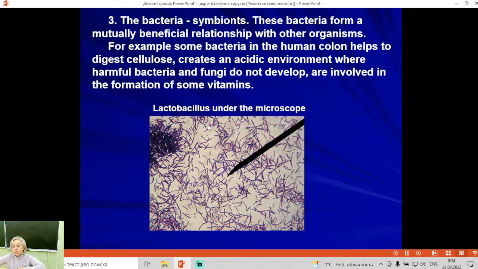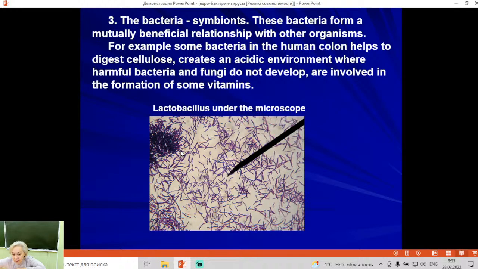And the third group of heterotrophic bacteria, bacteria symbionts. These bacteria form a mutually beneficial relationship with other organisms. For example, some bacteria in the human colon help to digest cellulose, create an acidic environment where harmful bacteria and fungi do not develop, and are involved in the formation of some vitamins. For example, vitamins of group B and K.